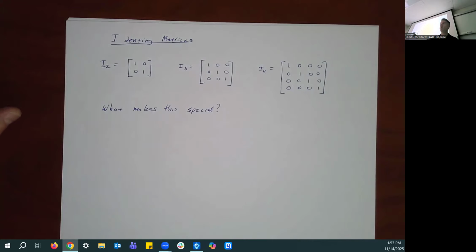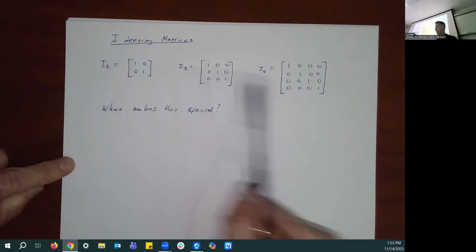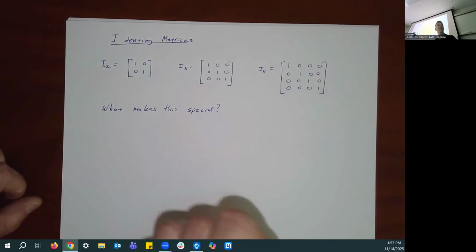5 times 1 is 5. 7 times 1 is 7. Pi times 1 is pi. I was speaking too fast there. 5 times 1 is what? 5. 7 times 1 is what? 7. Pi times 1 is pi. So anything you multiply by 1, you get that same thing back. Well, this is the matrix version of that. Any matrix of the correct size, you multiply by one of these matrices, you get the same matrix back.